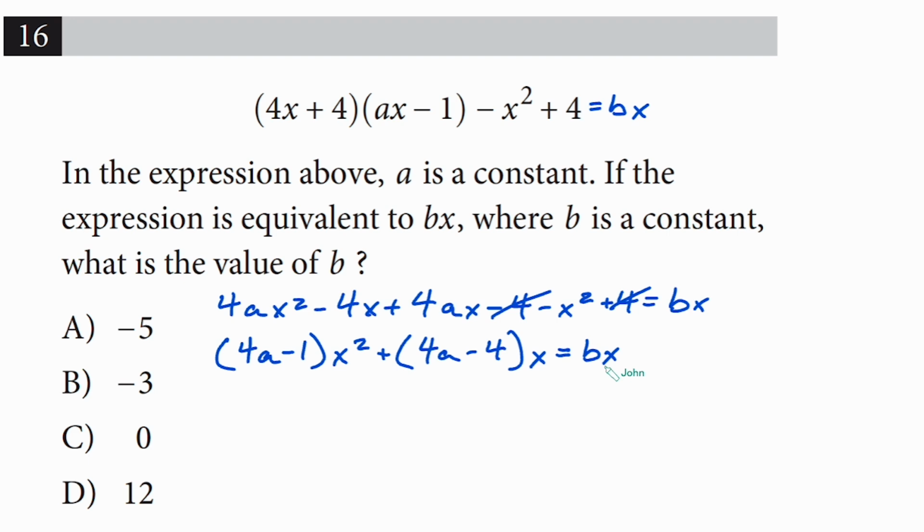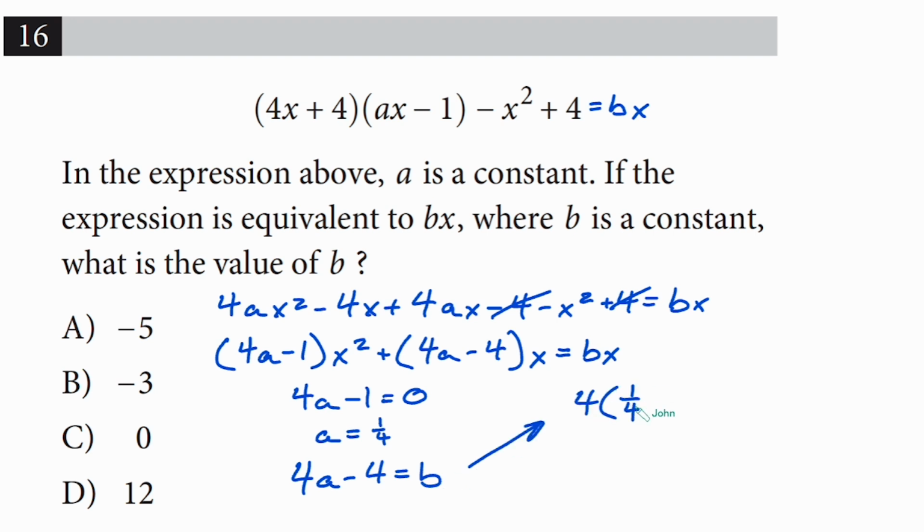Since there's no x squared term on the right, that means that the implied coefficient in front of this x squared term is 0. And so 4a minus 1 is equal to 0, and so a is 1/4. Equating the coefficients of the x terms now, we also have that 4a minus 4 is equal to b, so b is 4 times 1/4 minus 4, which is negative 3.